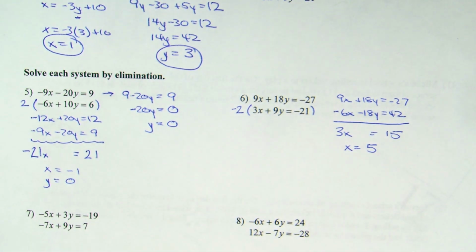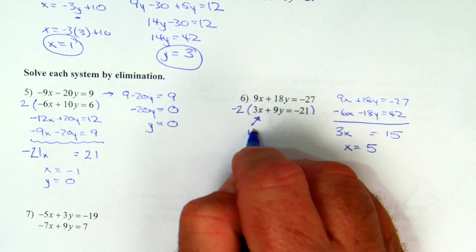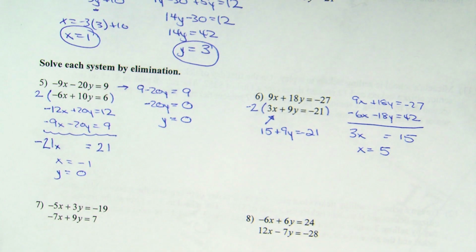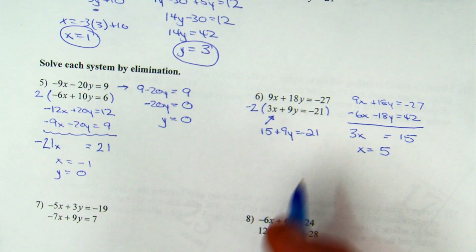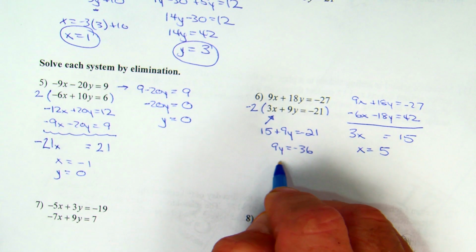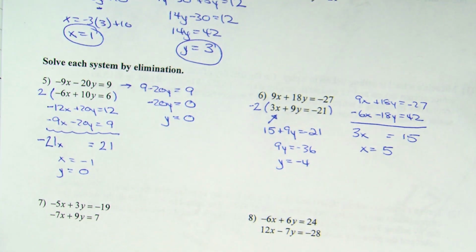I then plug that back into either equation. If I plug it in here, 3 times 5 is 15. So I end up with 15 plus 9y equals negative 21. 9y equals negative 36. Y equals negative 2. There you go. So far, so good.